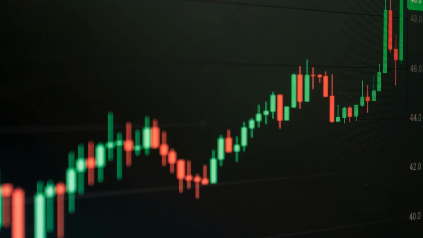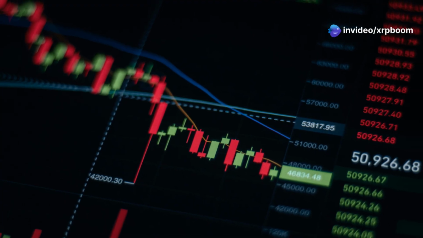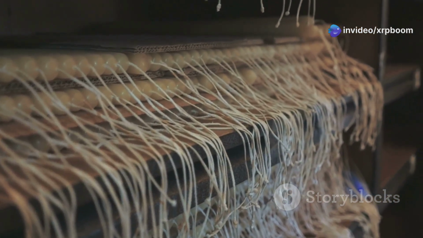Then, we have the wicks, those thin lines sticking out from the body. They represent the highest and lowest prices touched during that time. Long wicks can signal rejection at those levels, like someone trying to push open a door but getting pushed back.